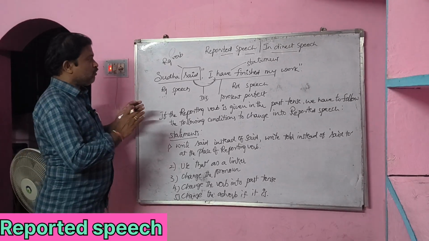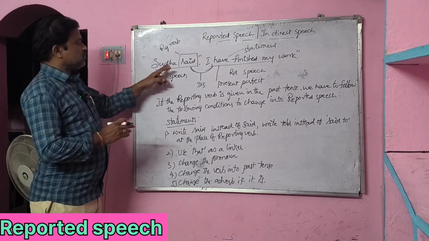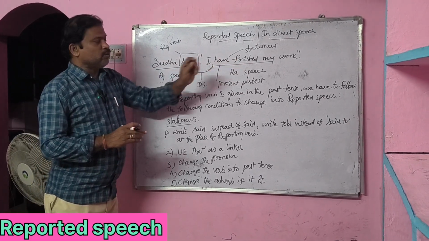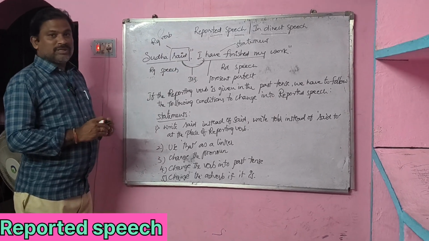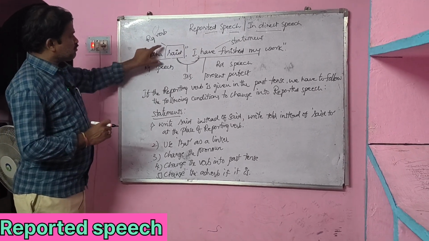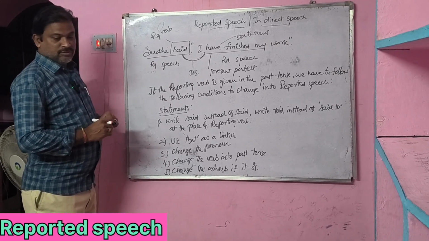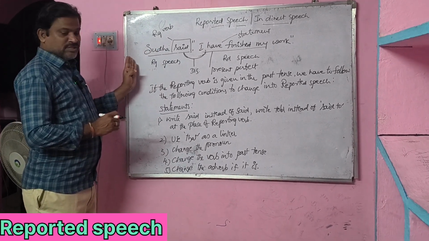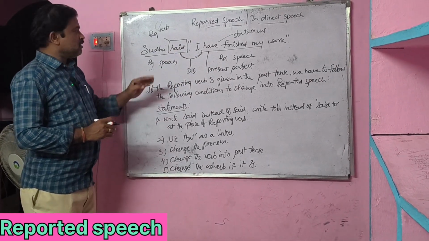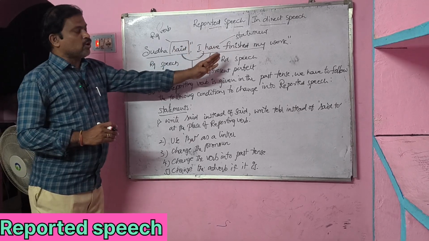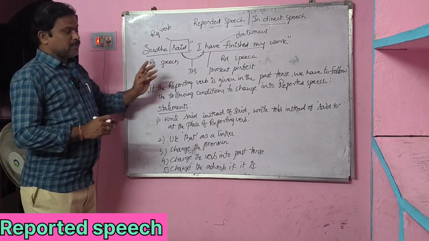At the same time, you want to know a few terms. If you observe here, for example: Sudha said, "I have finished my work." This is direct speech because it is in the inverted commas. At the same time, "Sudha said" is called the reporting speech. Sometimes it is given on the left side and sometimes on the right side, but we never worry about that. What is there in the inverted commas, the remaining part, is called the reporting speech.